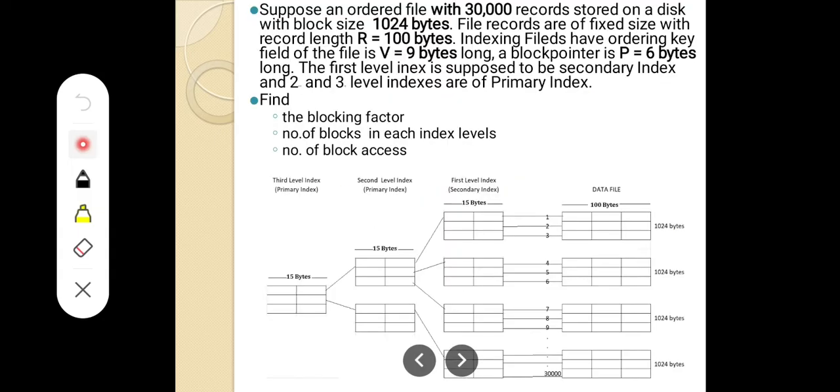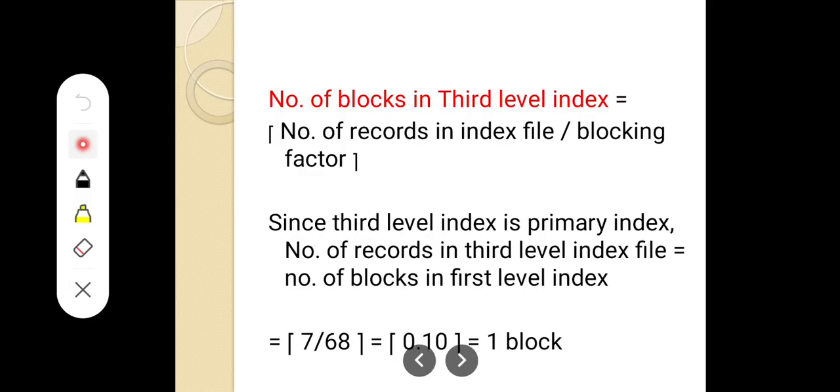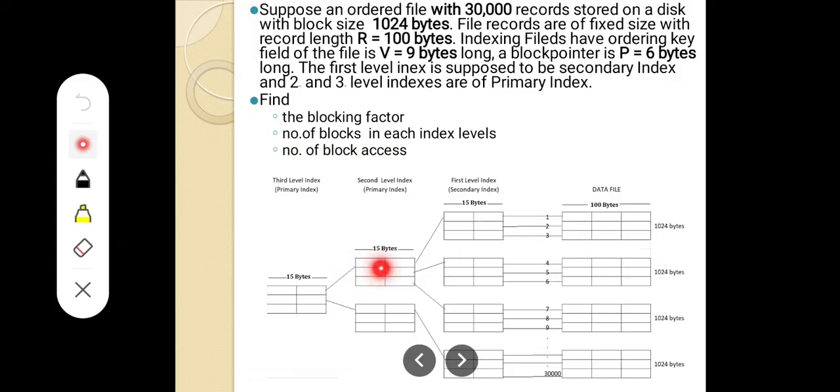So we have computed the number of blocks in the first level, the second level, and finally the third level. The same formula applies: the number of records in the index file divided by the blocking factor. So how do we compute the number of records here? Again we have to check what type of indexing this is. This is a primary index.